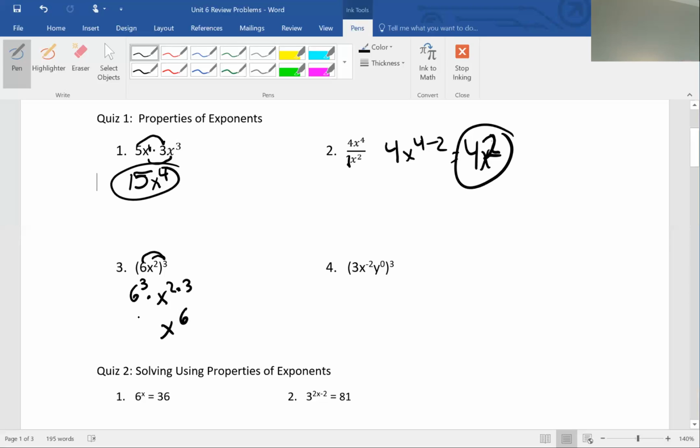But then you've got to figure out what 6 to the third power is. Well, that's 6 times 6 times 6. Well, 6 times 6 is 36. Times 6 again is 216. So you end up with 216x to the 6th power.